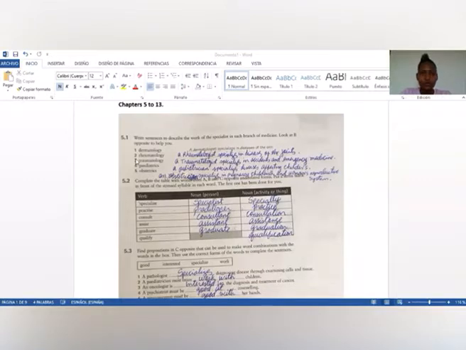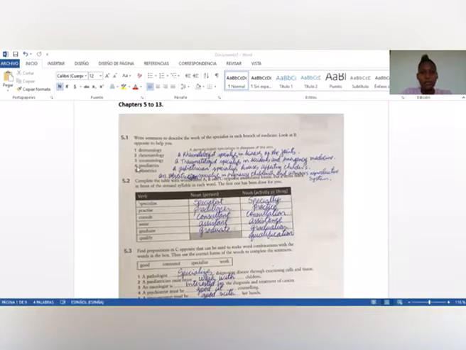Number 2, rheumatology. A rheumatologist specializes in disease of the joints. Number 3, traumatology. A traumatologist specializes in accidents and emergency medicine.